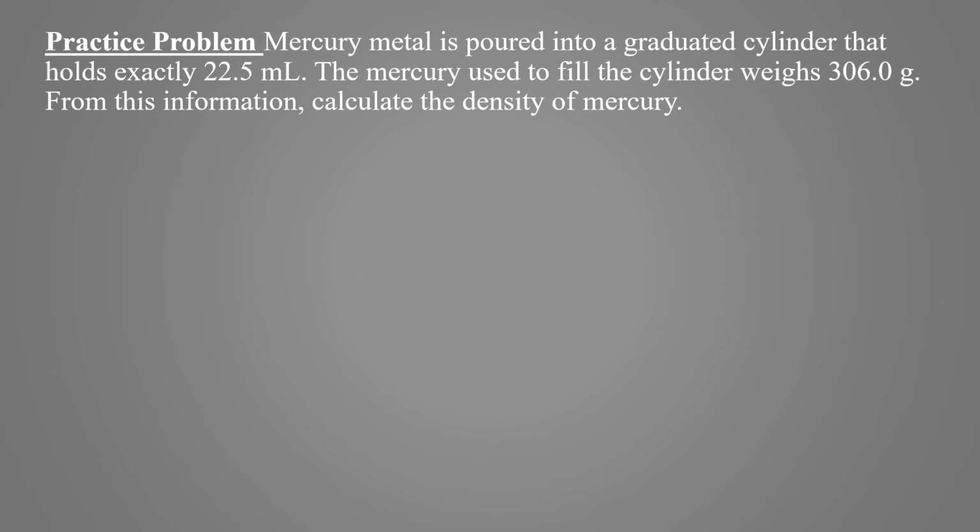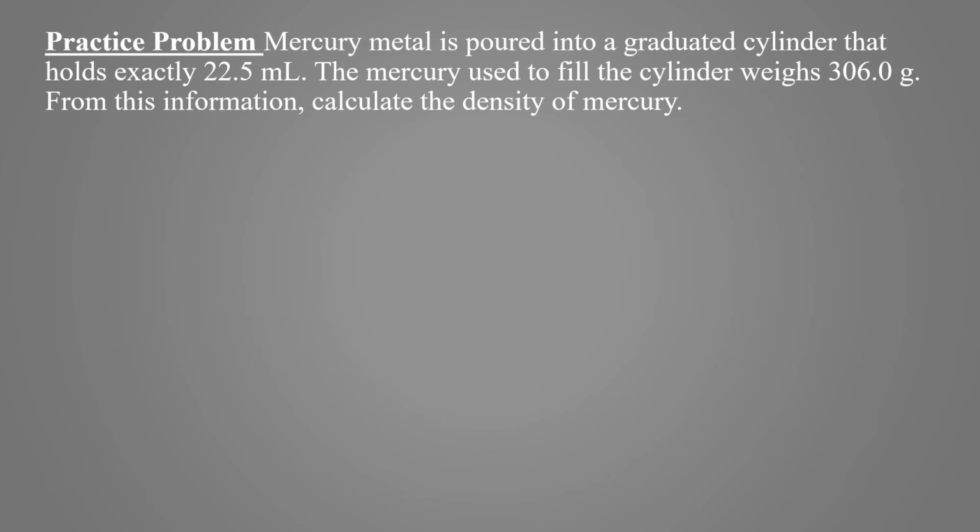The problem is: mercury metal is poured into a graduated cylinder that holds exactly 22.5 milliliters. The mercury used to fill the cylinder weighs 300.0 gram. From this information, calculate the density of mercury. You have the formula to calculate the density. How about you pause the video and try to solve it on your own with the help of the formula, and then play the video to check the answer.